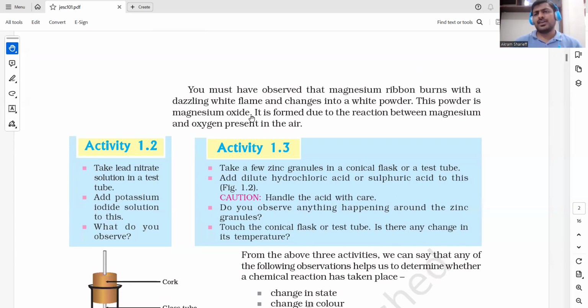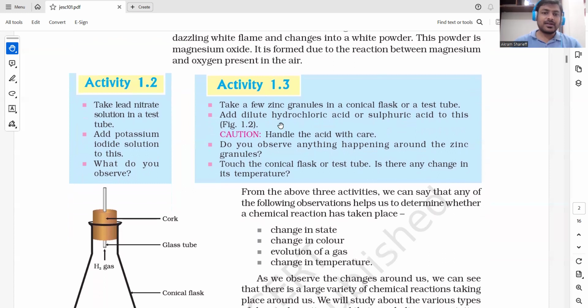Then you may ask, we are just burning magnesium, where is the oxygen? Oxygen is in the air. So magnesium plus oxygen are reacting, Mg plus O2, and then magnesium oxide is formed. It is formed by the reaction between magnesium and the oxygen present in the air.